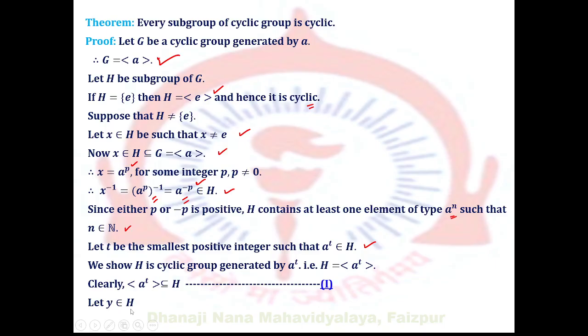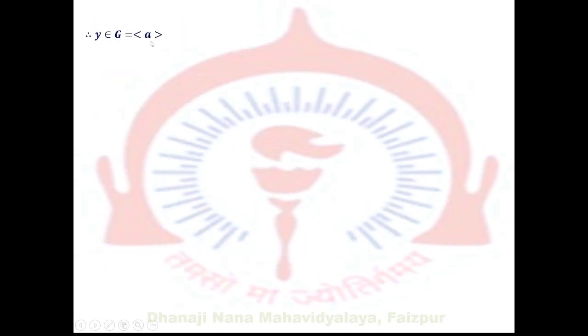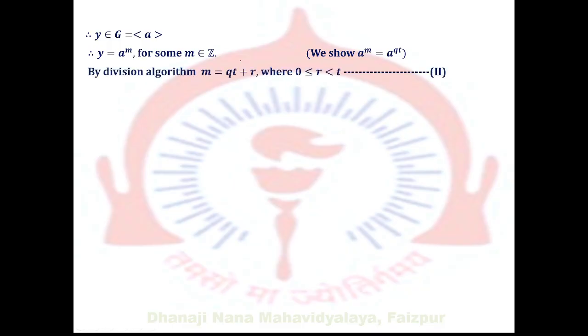So let y belong to H. Since y is an element of H and H is a subset of G, which is cyclic generated by a, y can be written as some integral power of a. So y can be written as a raised to m for some m belonging to Z. Here we use the division algorithm. Because m is an integer, we divide m by t to get some quotient q and remainder r. By the division algorithm, m can be written as qt plus r, where 0 is less than or equal to r, less than t. Here r is the remainder when we divide m by t.